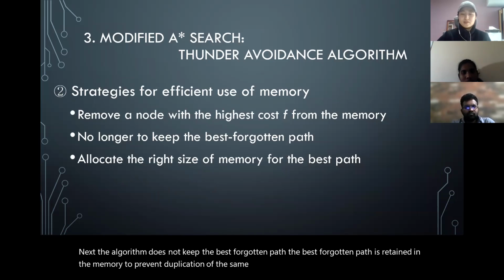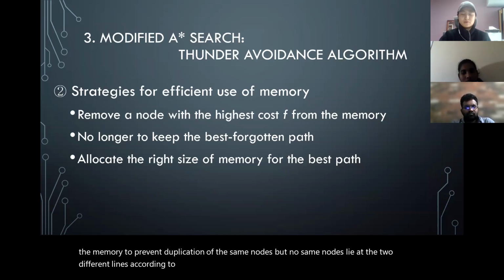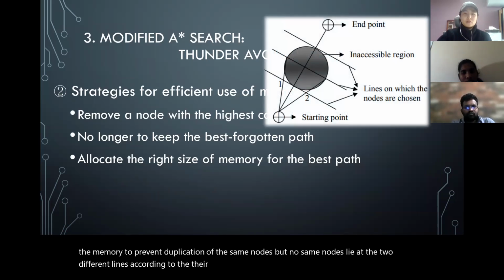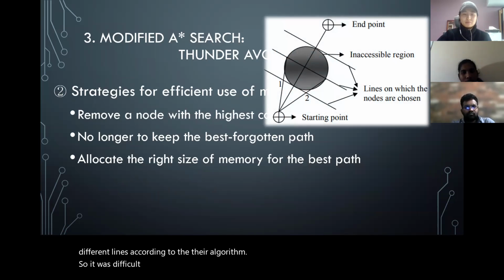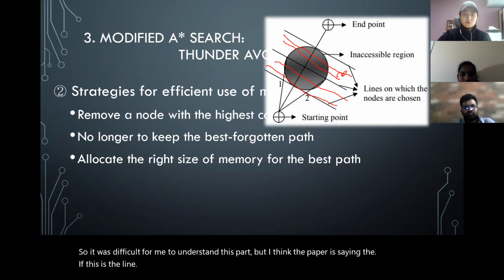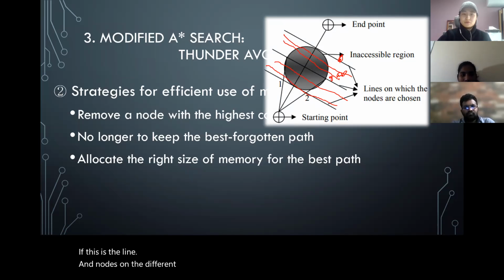But no same nodes lie on two different lines according to their algorithm. So it was difficult for me to understand this part, but I think the paper is saying that if this is the line, the nodes on the different lines are different, so they are not the same.